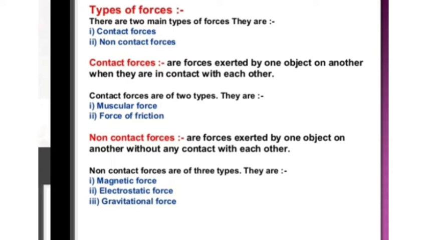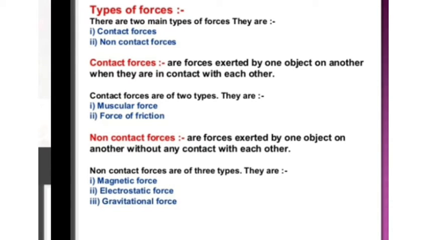Next, force of friction. What is friction? Friction is the force that stops or slows down a moving object. Example, a ball comes to rest because of friction between the ground and the ball. These are the examples for force of friction.